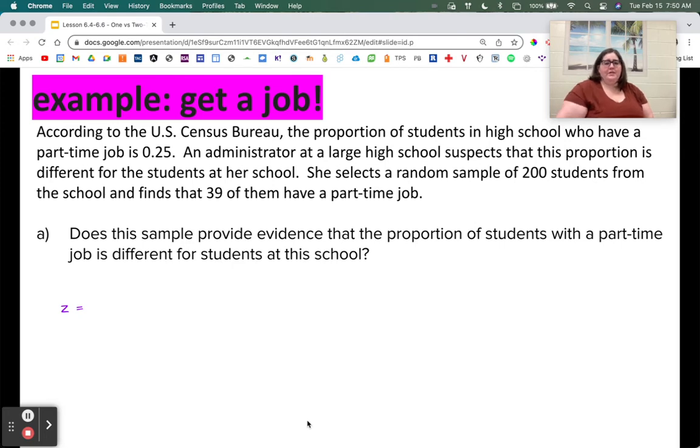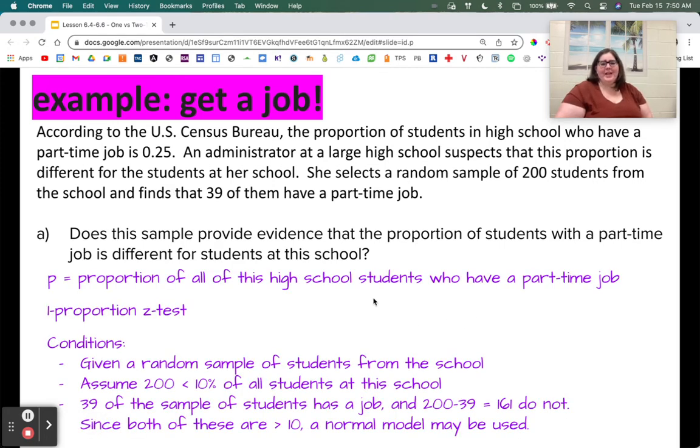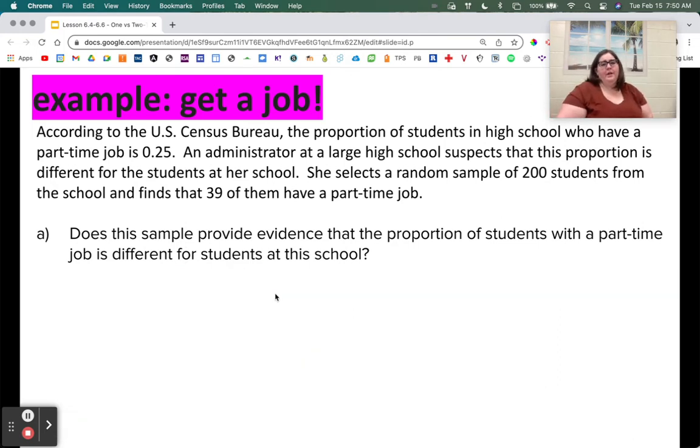So our hypothesis statements, for some reason I didn't actually put those on the screen, I thought I did. Our null hypothesis, H0, would be that p equals 0.25. So the proportion of students at this high school who have a job is the same as it is for the whole country. Our alternate hypothesis would be that it's different, that p is not equal to 0.25, because that is what we're trying to test. Not that it's greater, not that it's less, but that it's not equal to. So our alternate would be p is not equal to 0.25.